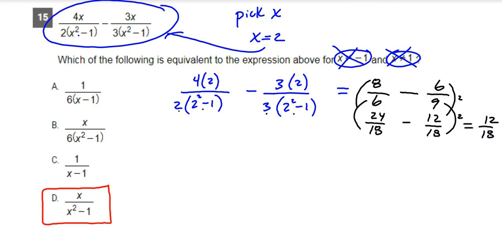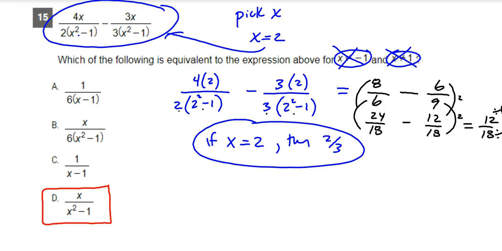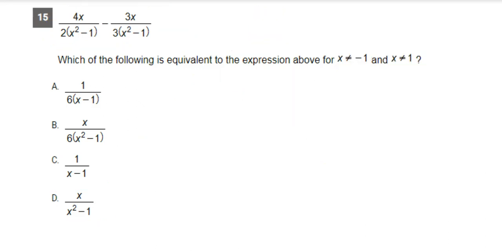Now you could also reduce that down. 6 goes into both these numbers. If I divide them by 6, I get 2/3. So the story here is, if x equals 2, then I should get an answer of 2/3. That's what I'm trying to make happen over here in all of these choices. I'm not going to go through and show you all of them, but I'm going to show you one that doesn't work and one that does.